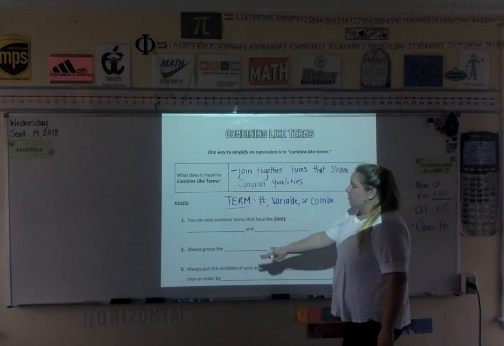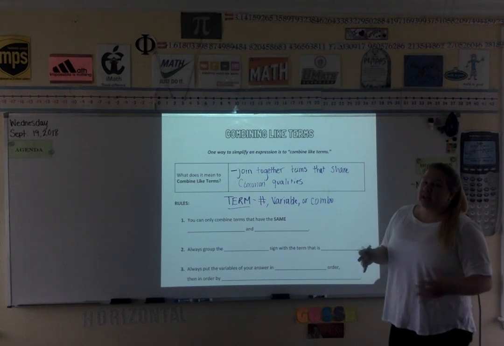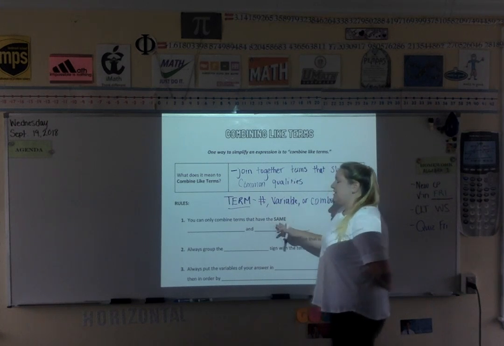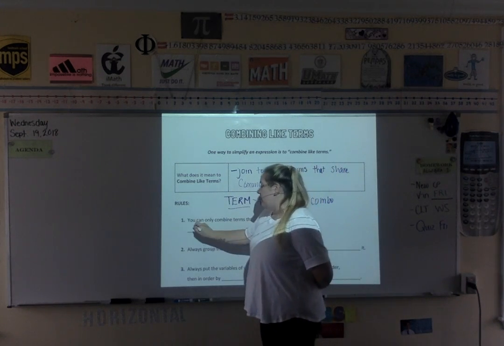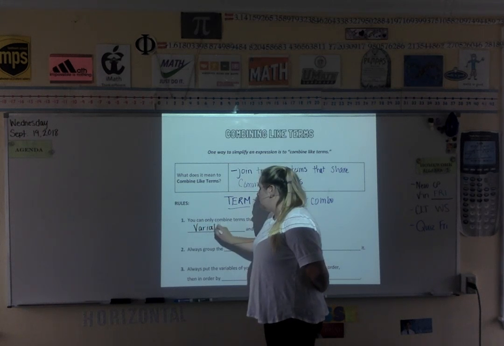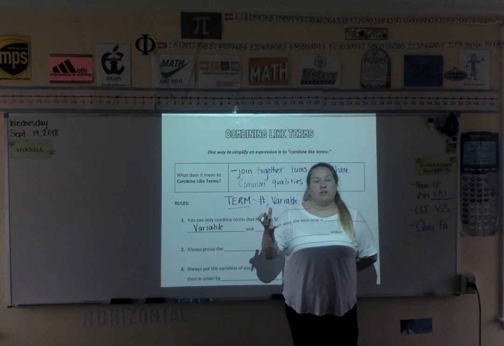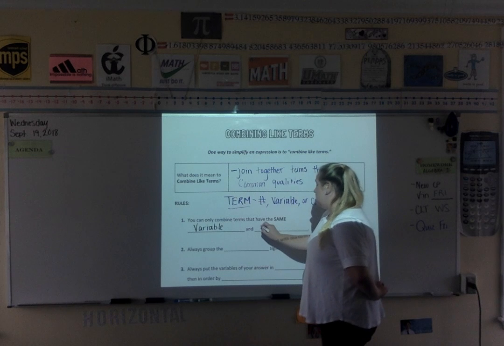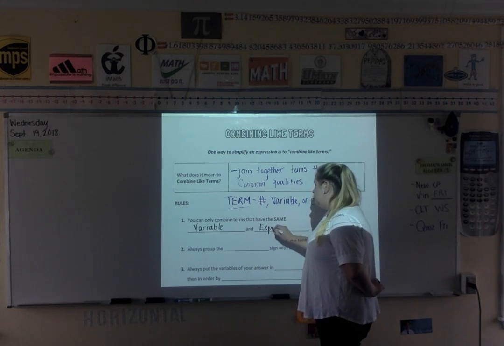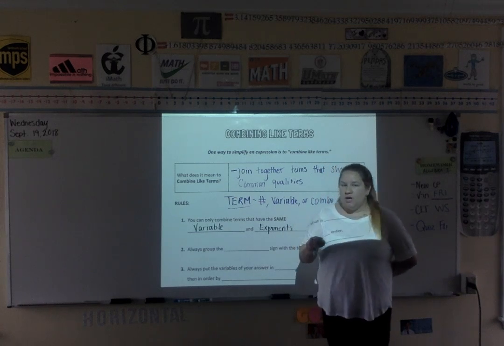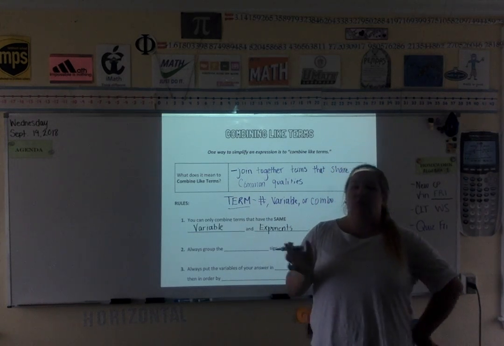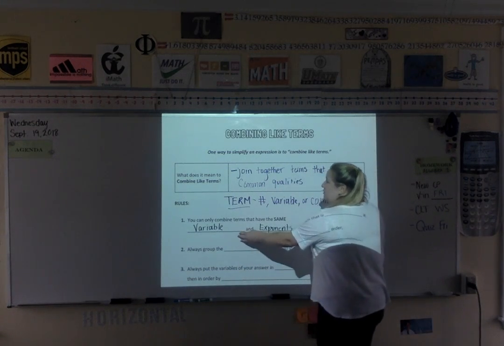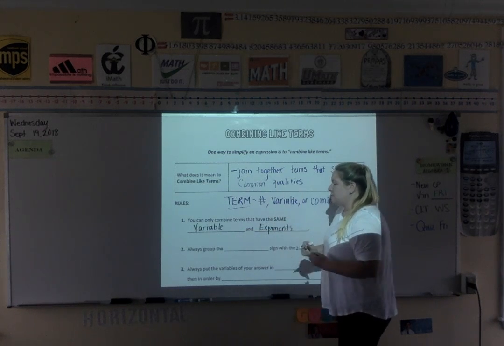Let's talk about the general three rules that you guys are going to be using to combine these terms together. So the first rule says you can only combine terms that have the same, and this is very crucial, the same variable. A variable, again, is a letter that we use in math to define an unknown value. And they also have to have the same exponents. If they do not have the same exponent, like x squared and x cubed, they're not the same. You cannot combine them. Okay, so these two things have to be true before you join together those terms.